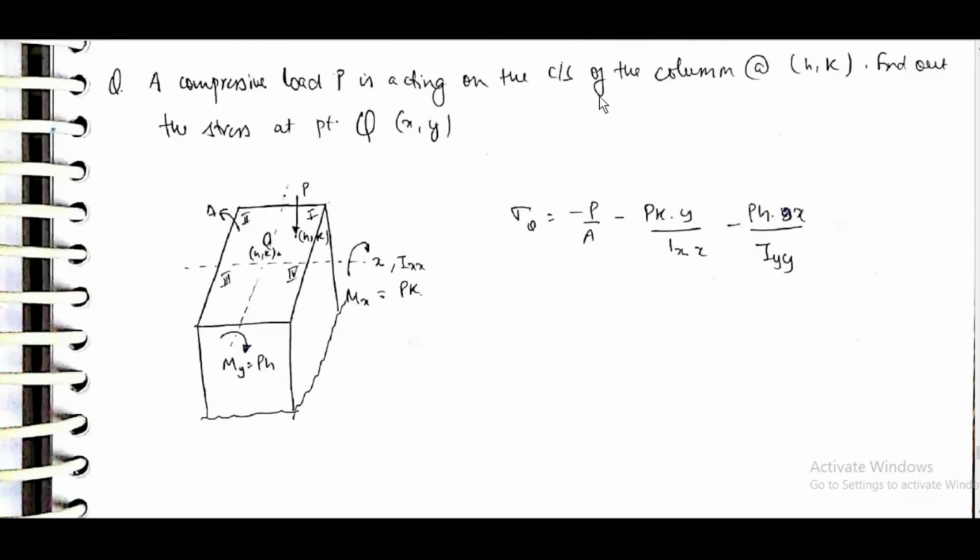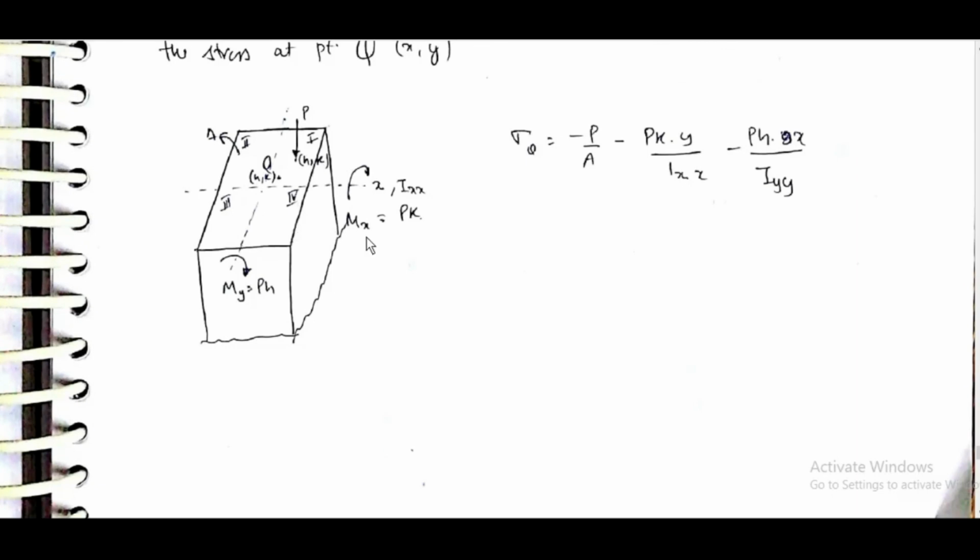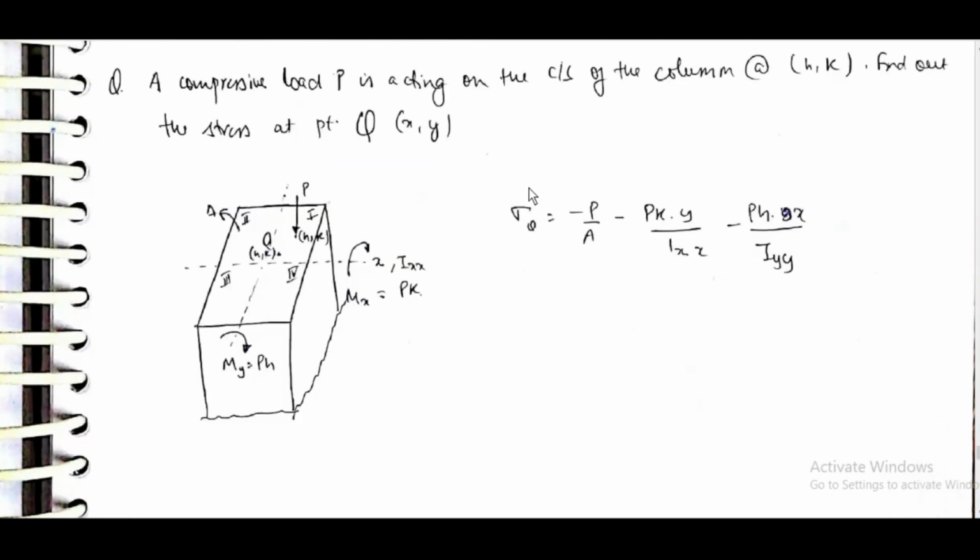A compressive load P is acting on the cross section of a column at h comma k. Find out the stress at point Q (x comma y). Sigma theta is equal to minus P by A minus P k y by Ixx minus P h into x by Iyy. H comma k is the point, with perpendicular distances. From that we can get sigma theta like this.